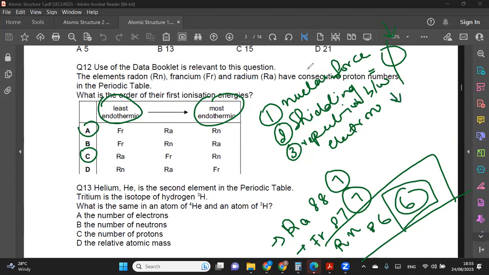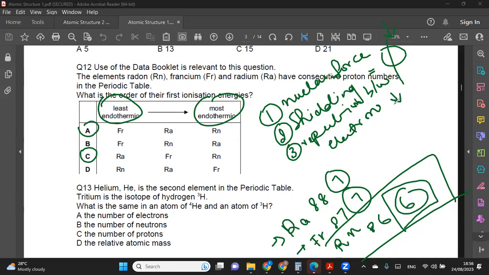Now, just to give you information, generally nuclear force is quite strong. When shielding is not present and the number of shells is the same, the electrons don't have much of an effect. You would say francium has fewer electrons, so less repulsion. If there is less repulsion, I should put in more energy, because they're not repelling each other, so I should put energy to remove the electron.